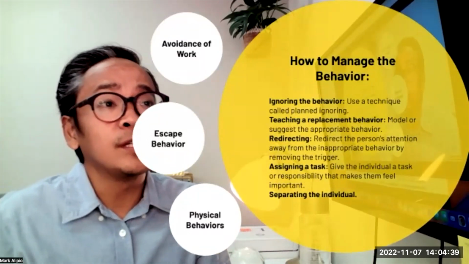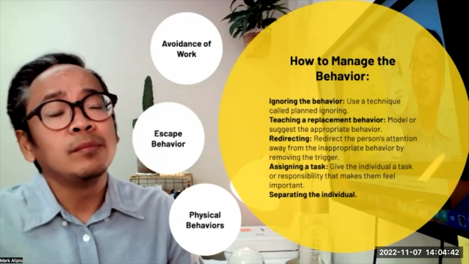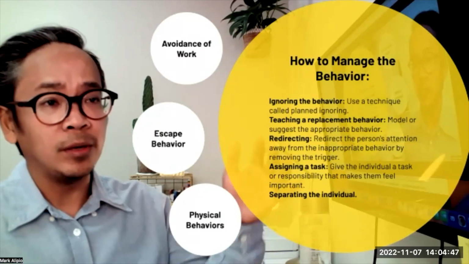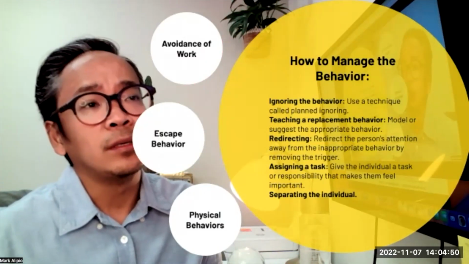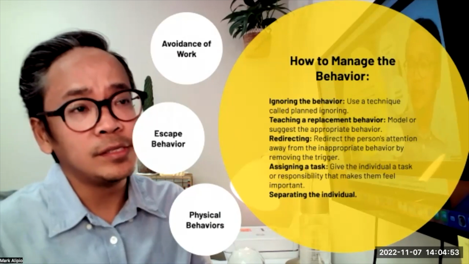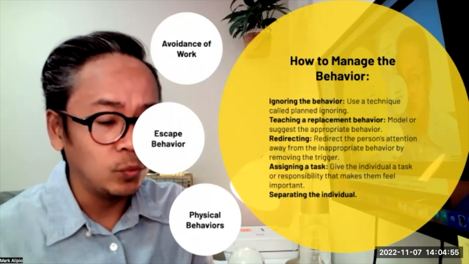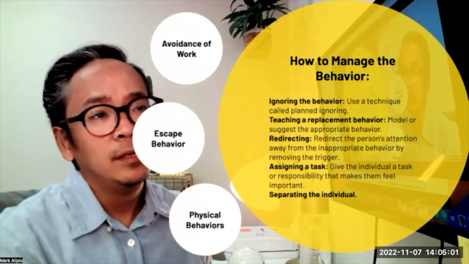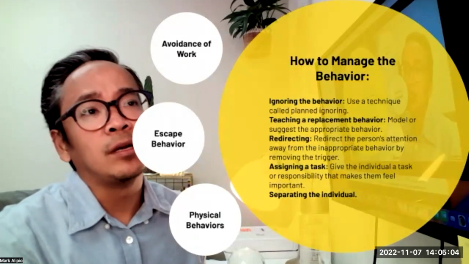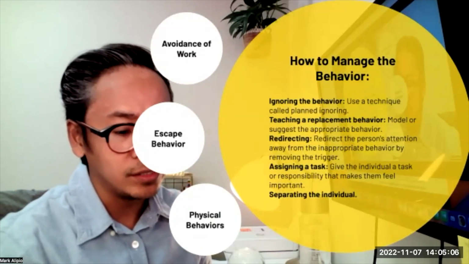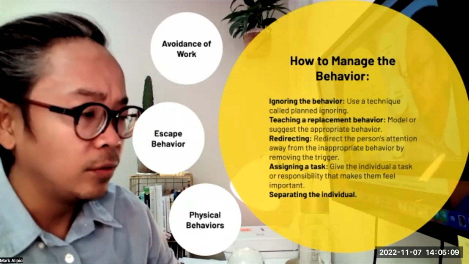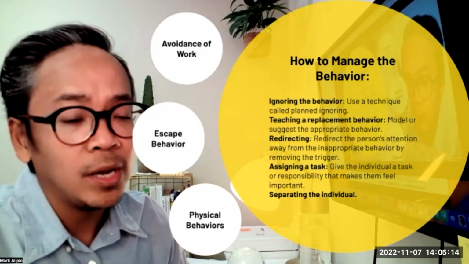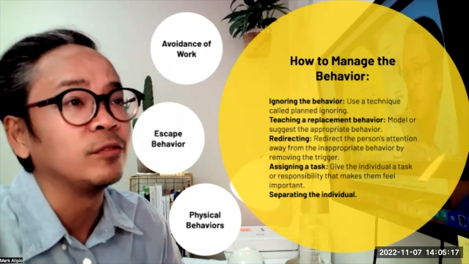Ignoring behaviors, use a technique called planned ignoring. These are individual techniques, but not necessarily what we'll go over in terms of which ones we should or should not use, right? While we don't necessarily ignore the whole behavior, right? We ignore and we reinforce the positive behaviors as opposed to the negative behaviors, right?